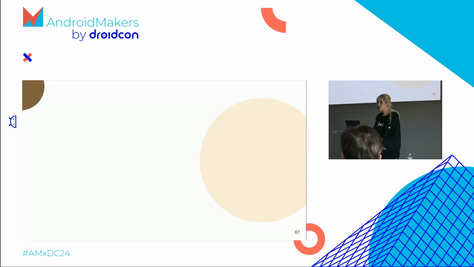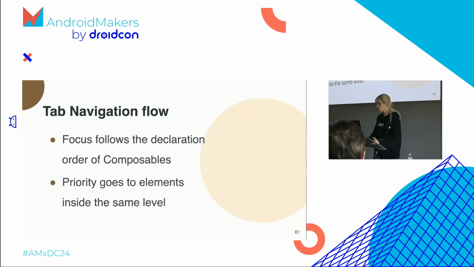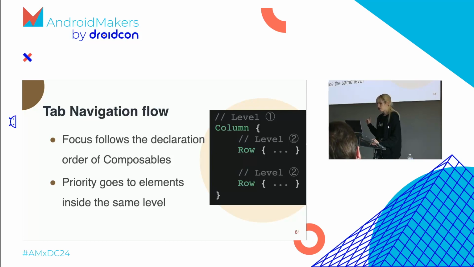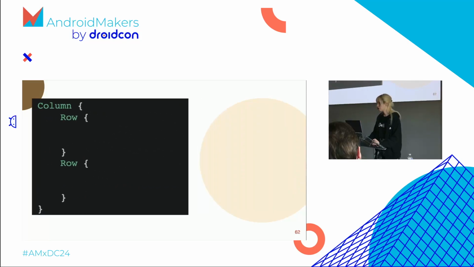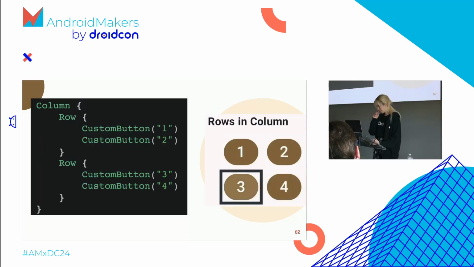So in Compose, when you're using the directional navigation, it's going to be the same as XML. But if you use the tab navigation, then the focus flow will depend on the declaration order of the composables. And the priority will be given to the composables that are within the same group, which is called a level in Compose. So for example, here, you have two rows that are at the same level because they share the same parent column. And going further, I populate the rows with some custom buttons. And when you try this with tab navigation, the focus will look at the composables within one row before going to the next one.